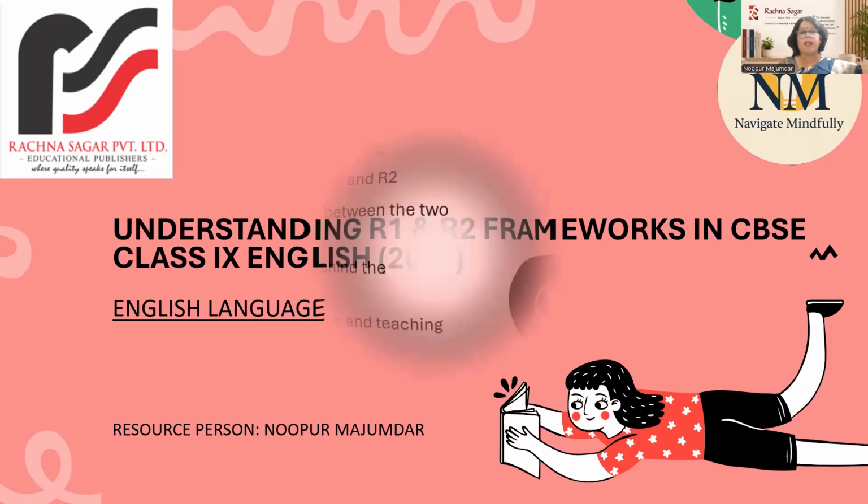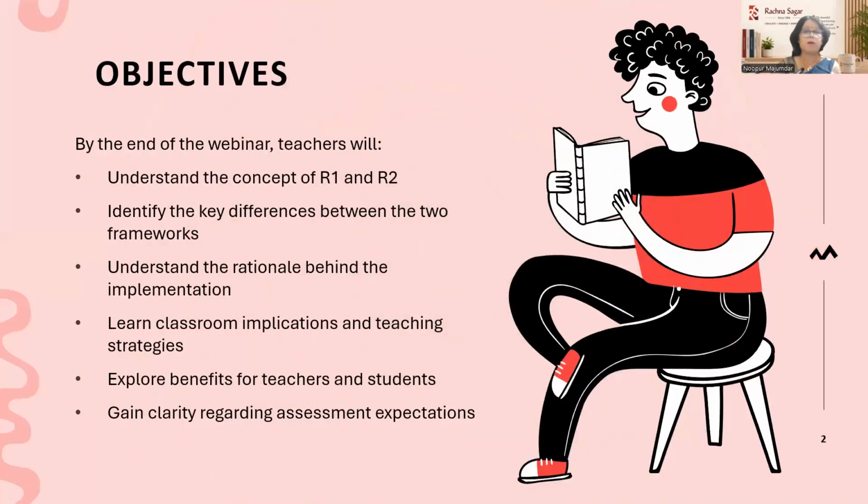Now, moving ahead, my dear educators, what are the objectives? So, the first objective is to build conceptual clarity regarding R1 and R2. The concept should be clear. Since the framework is new, schools and educators' confusion naturally exists.